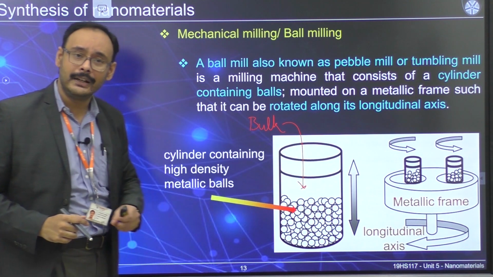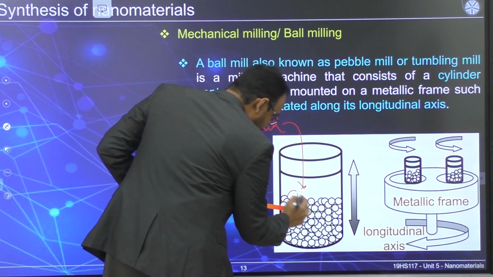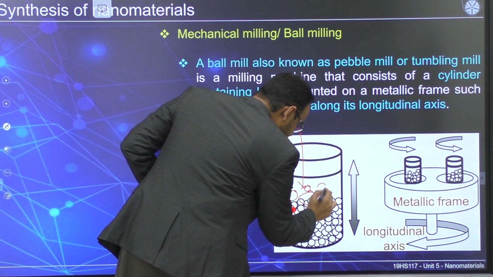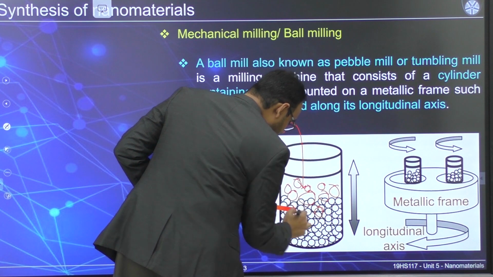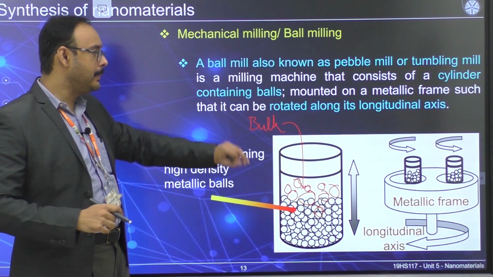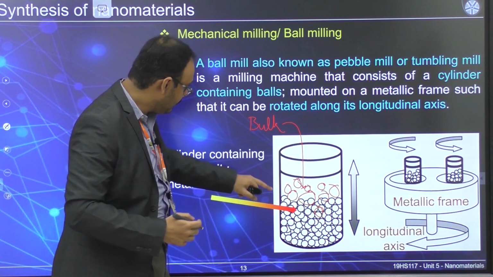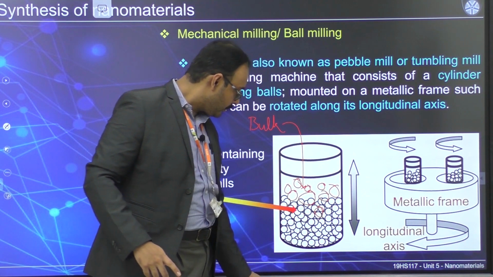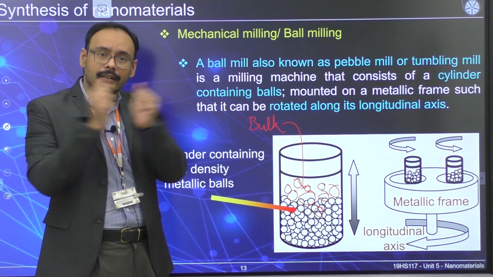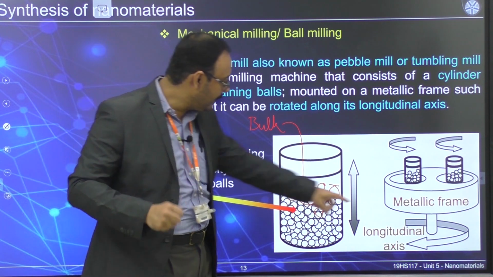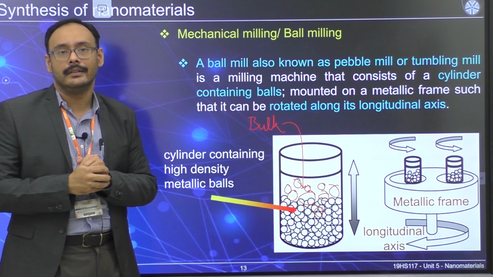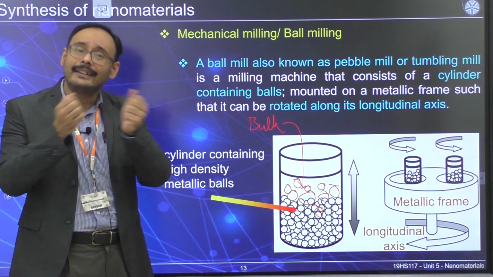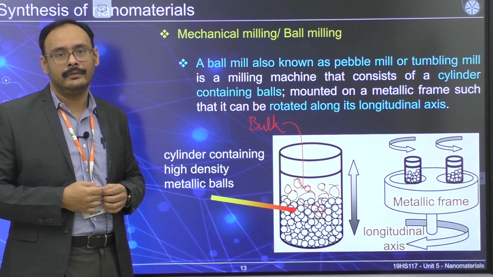Once you put your bulk material, this material is a big one, they will be here, right? Because the bottom one is already taken. Now, once you mix it and rotate, these balls are going to collide with these bulk materials very frequently, depending on the rotating speed. Once they start colliding, this is going to break down into smaller pieces.